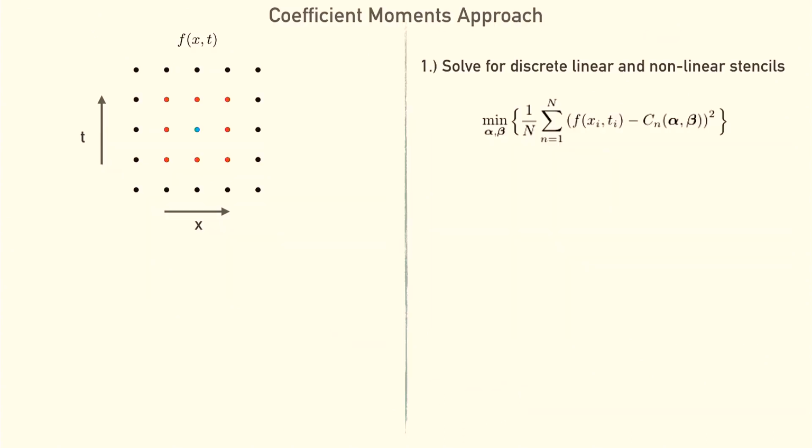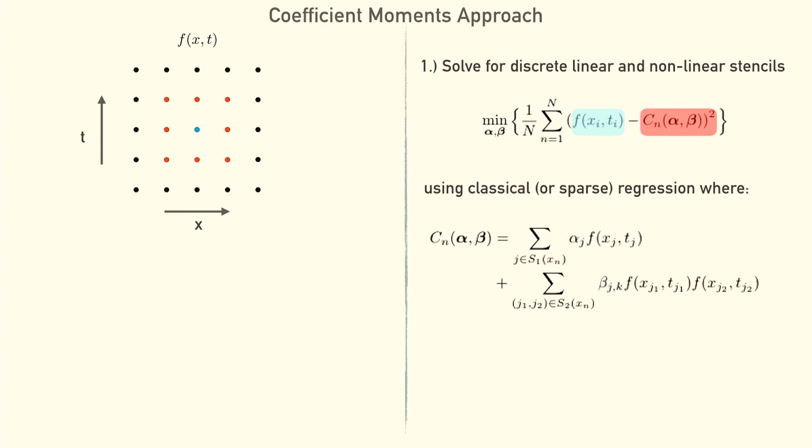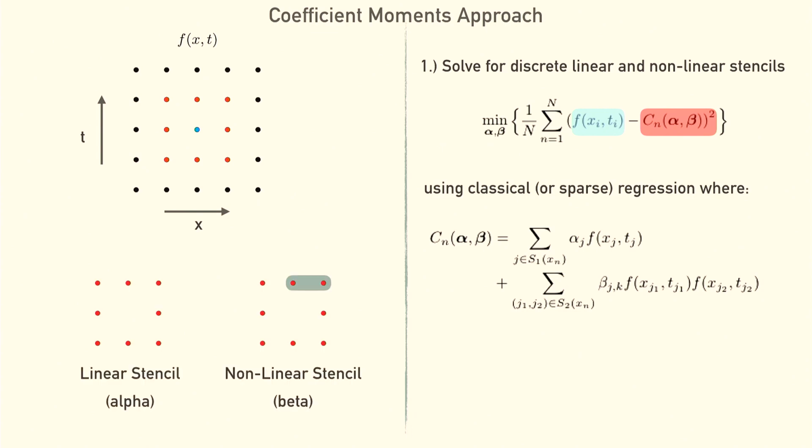And so this is what I call the coefficient moments approach, where instead we regress directly on the function or the data values here. And we do this on a stencil that's centered around the point but excluding the middle point. And so here you can see that you have combinations of both just the stencil values, just like a convolution, and you also have this nonlinear term here. So we have a linear stencil, and then we have a nonlinear stencil, which is basically pairs of points that we have to select.